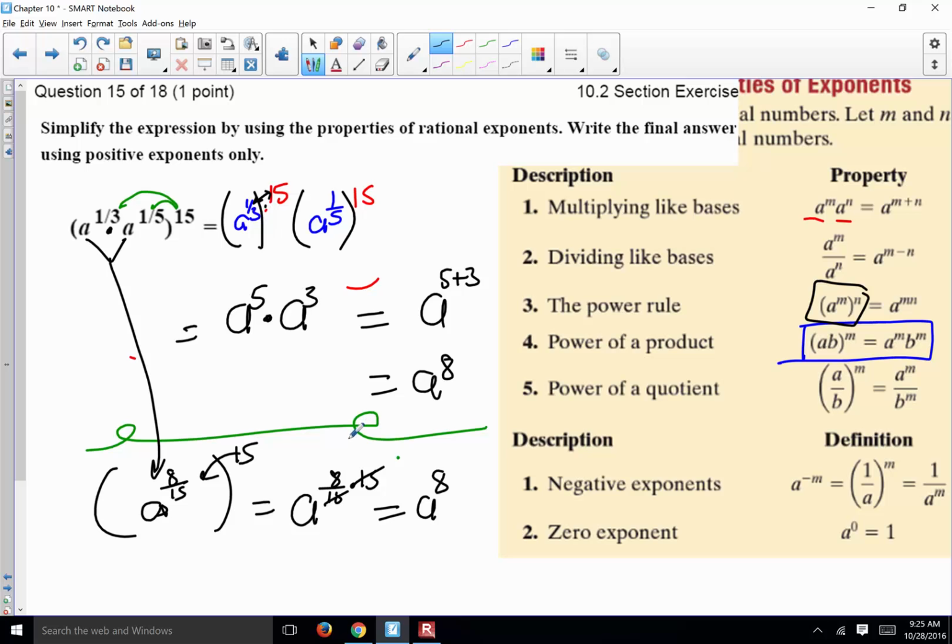Two different ways. Which one do you like better? I don't care. But do either one. Alright? Does it make sense?